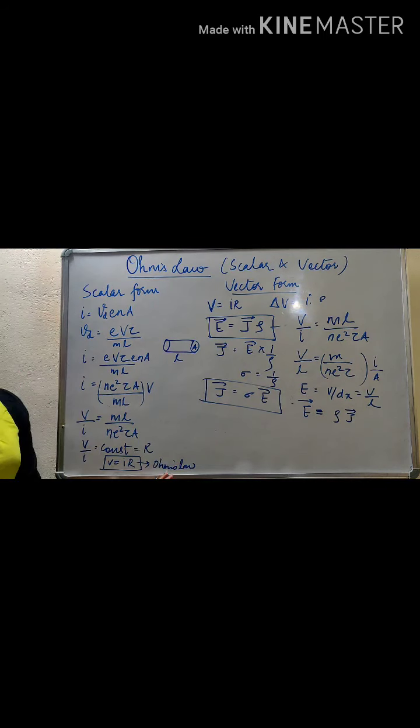So this is the proof of Ohm's law in vector form. Ohm's law can be expressed in vector form when we consider current as current density, not as a scalar current.